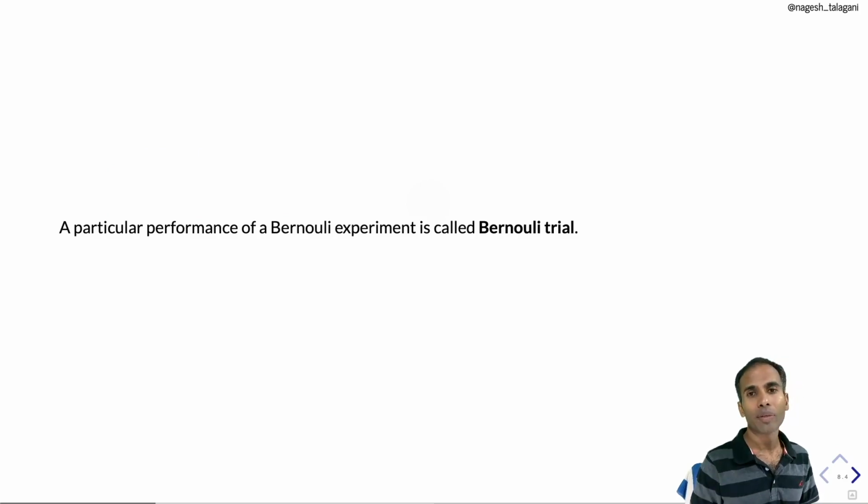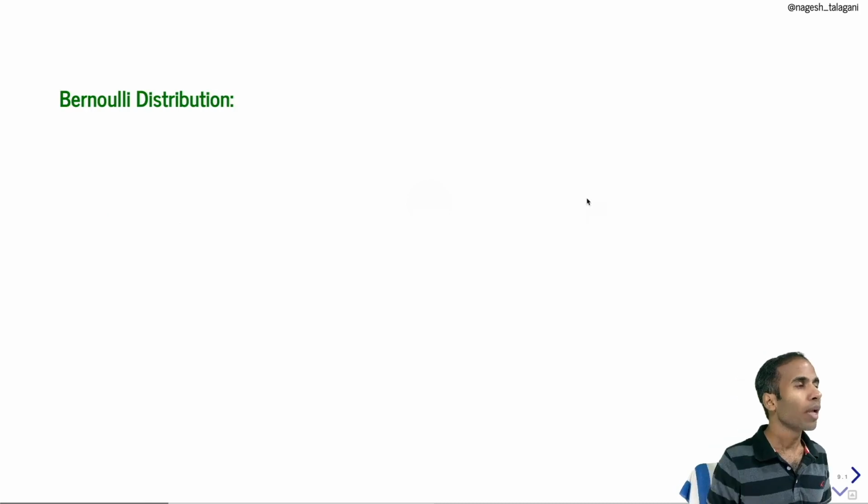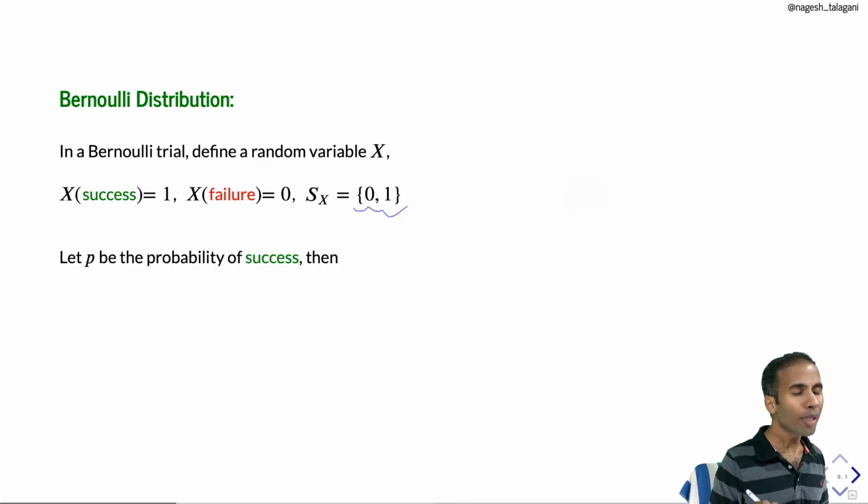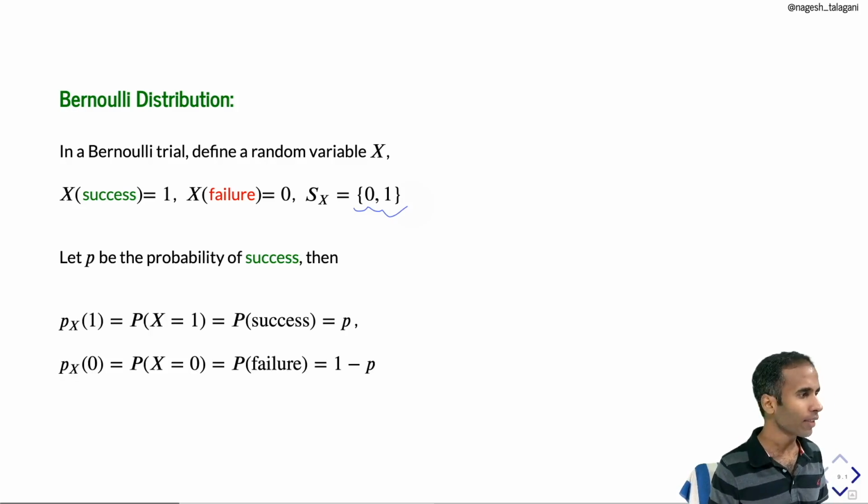Now we are going to see something called the Bernoulli distribution. In a Bernoulli trial, we define a random variable which quantifies success as 1 and failure as 0. So X is a discrete random variable with support 0 and 1. Let p be the probability of success. Then we can write down the PMF like this.